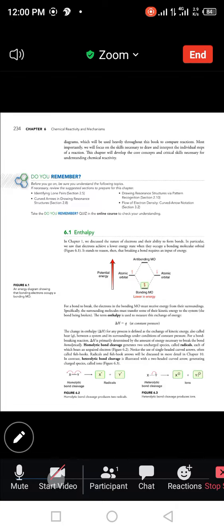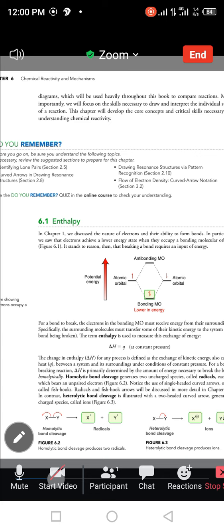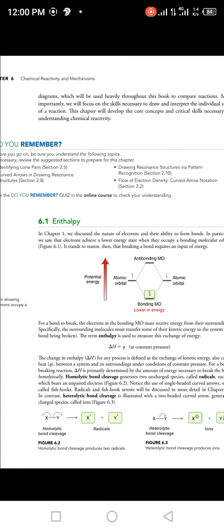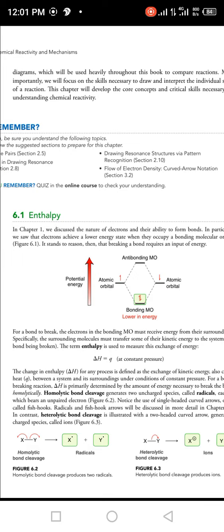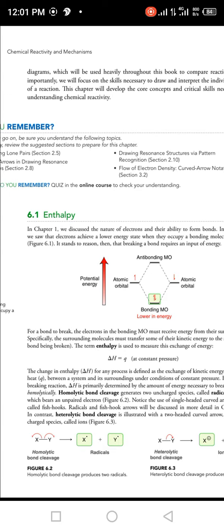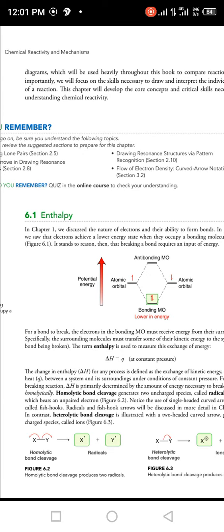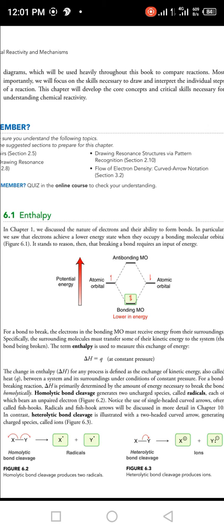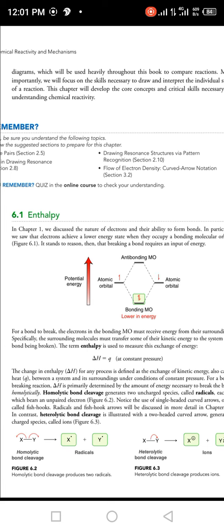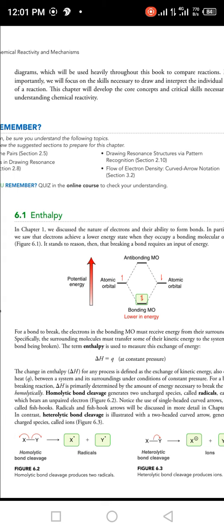Today our topic is enthalpy. What is enthalpy? As we have studied in a previous chapter, the nature of electrons and their ability to form bonds. So if we are talking about the bonding molecular orbital, it means the bonding molecular orbital has electrons in a low energy, electrons having low energy.